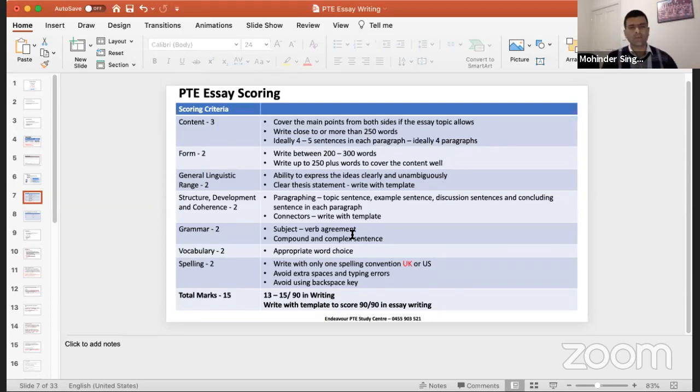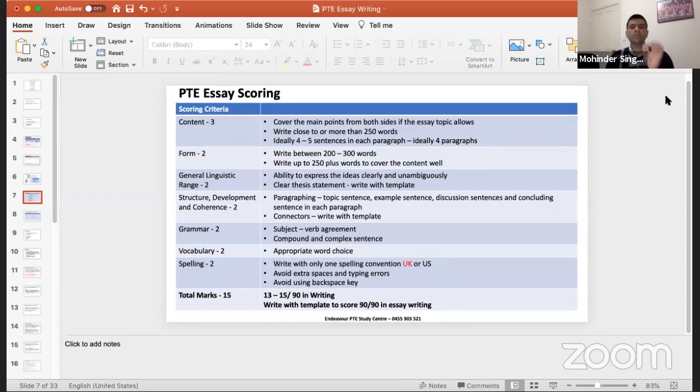So in the essay, they give you 3 marks for the content. To cover the content well, make sure that you understand the essay topic and try to cover it on both sides, positive and negative, in most cases, right? Try to write somewhere close to 250 words to cover the content well. Obviously, if you write the lower limit, suppose you only write 200 words, you may not be able to cover all the content. But if you write somewhere close to 250 words, that should be good enough for you to get good marks in the content.